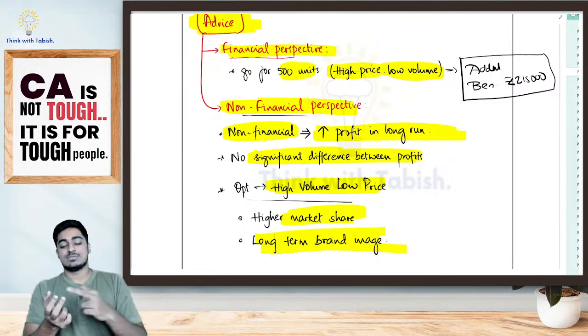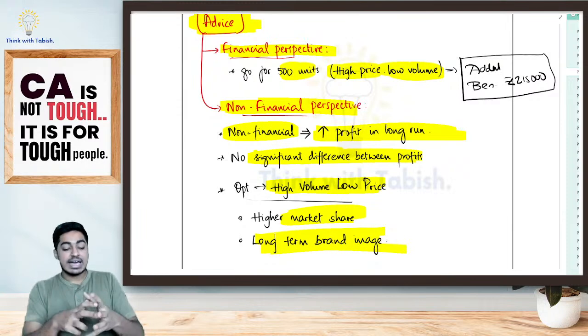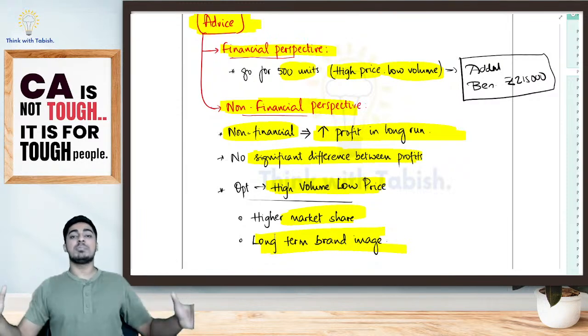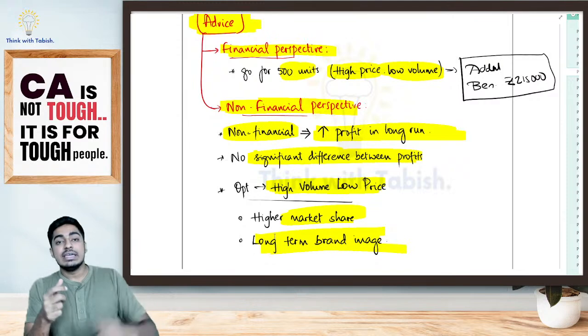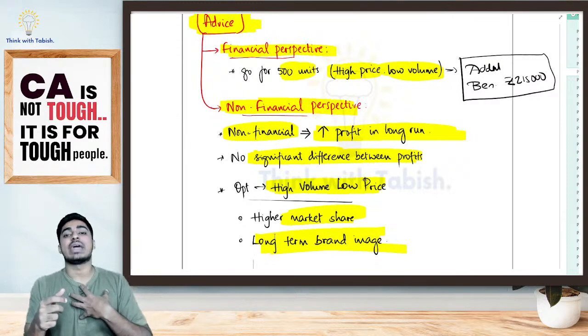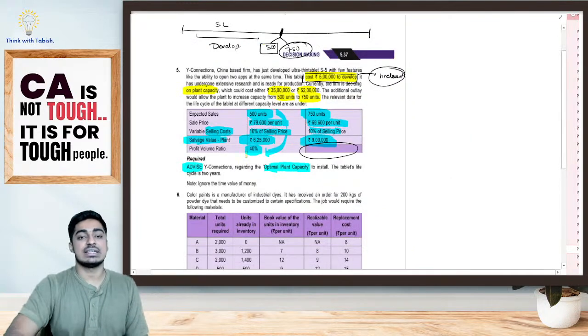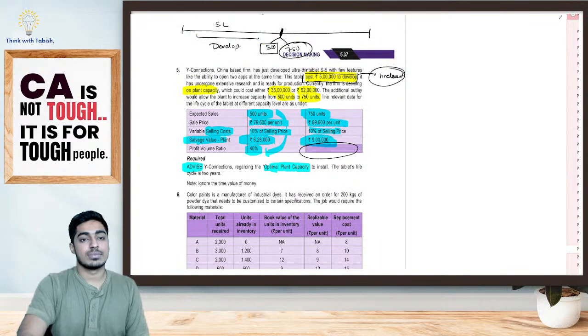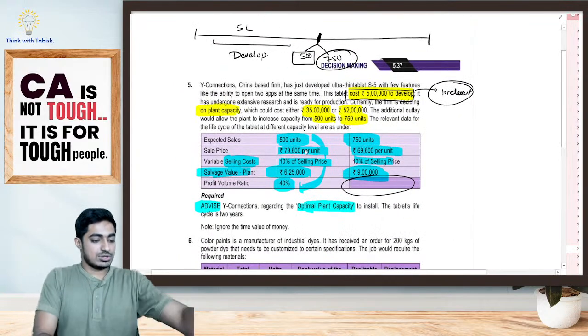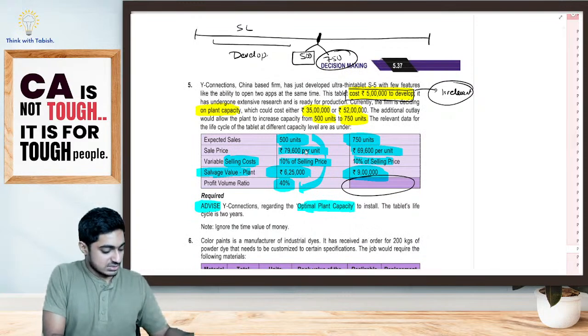What we are telling, yes, we should go for higher volume. Why? Because firstly, it will give us a higher market share. We become a bigger player in the market. And secondly, in the long term, it will give me a good brand image. It will give me a good brand value. Is it clear, students? Now let us have a look at ICAI's answer. Test your knowledge question 5. Where is the answer, students?